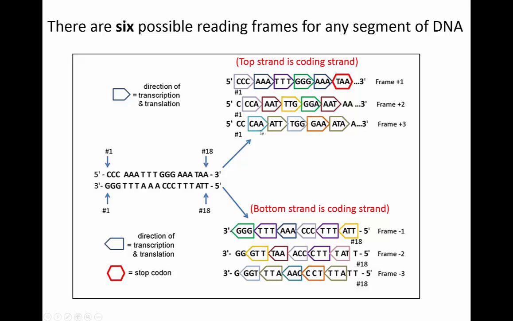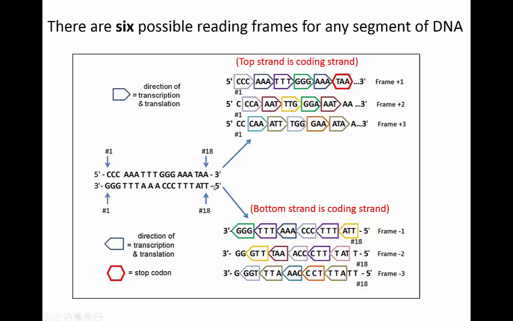If you moved over 2 and started, that would give you yet different codons. This will be called the +1 reading frame. The second one would be the +2 reading frame, and then the third one is the +3 reading frame. We can also translate that DNA using the bottom strand as the coding strand.